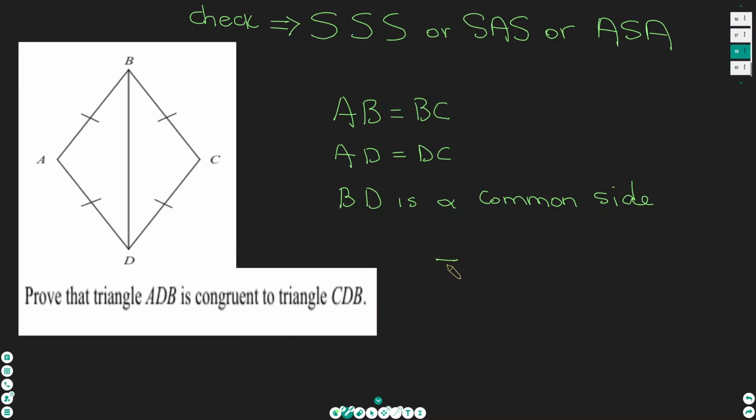Therefore, the condition S, S, S is true. Three sides, three corresponding sides. Therefore, the two triangles are congruent, are exactly the same.